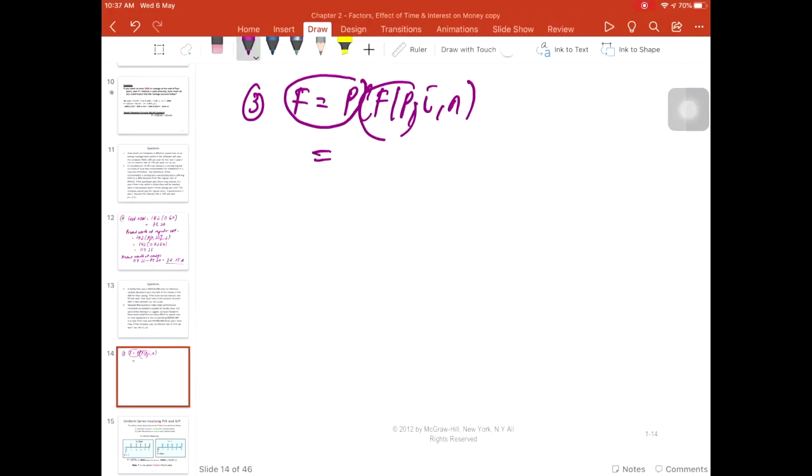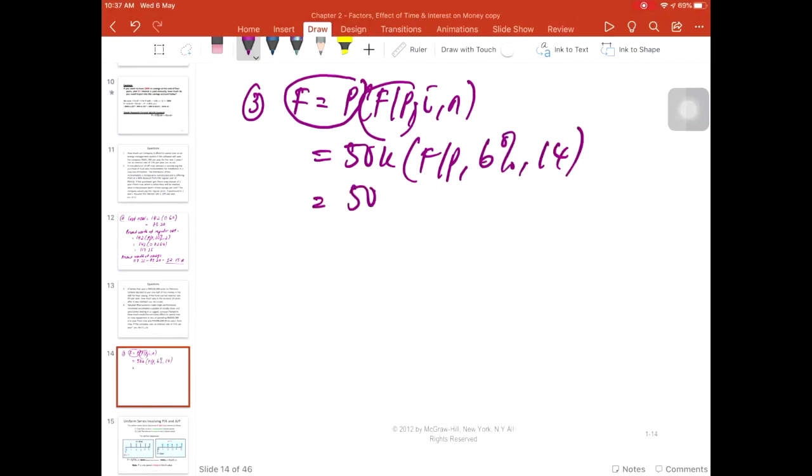So P is 50,000. Okay, and F over P, i is 6% and 14 years. All right. Then from the tables, okay, you will get 2.2609, and then the answer is 113,045.